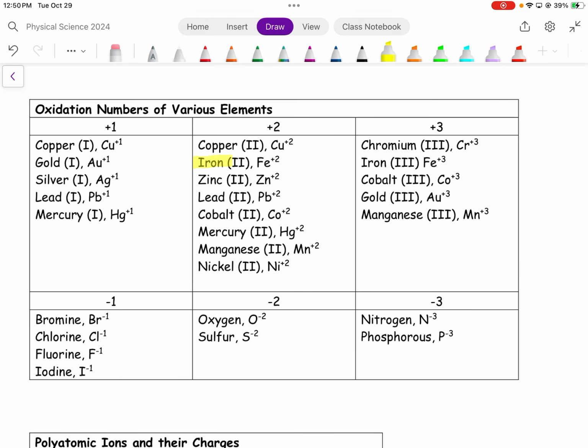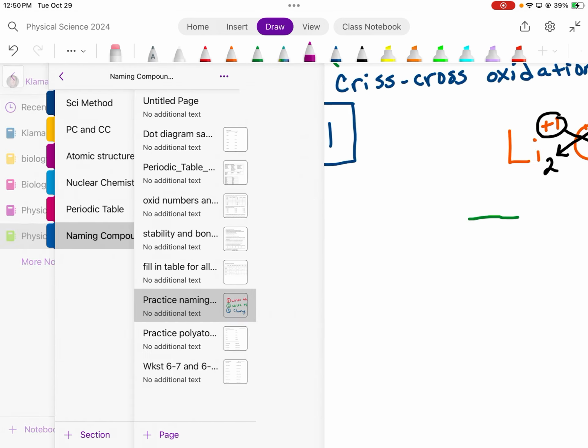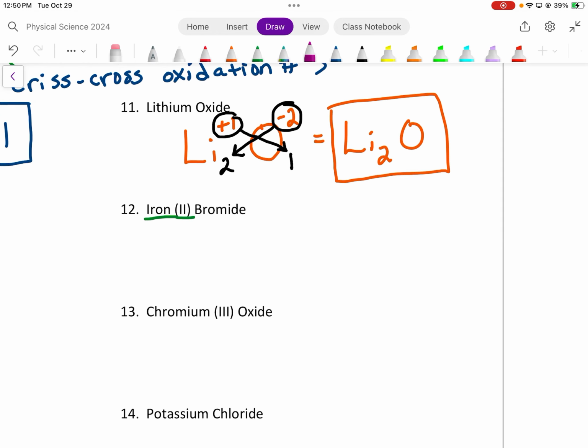Let's see what we've got. Well, here I've got iron and I've got another iron, but notice here's the iron with the 2 in parentheses. That iron has a +2. And remember that Roman numeral is the oxidation number. If it's a 1 in parentheses, it's a +1, 2 in parentheses is a +2, 3 in parentheses is a +3. So I go back to my sheet.